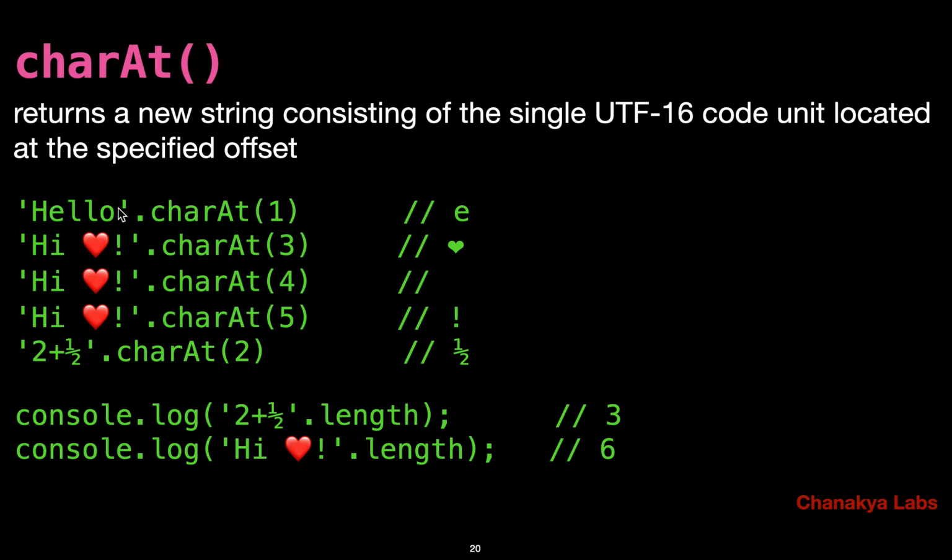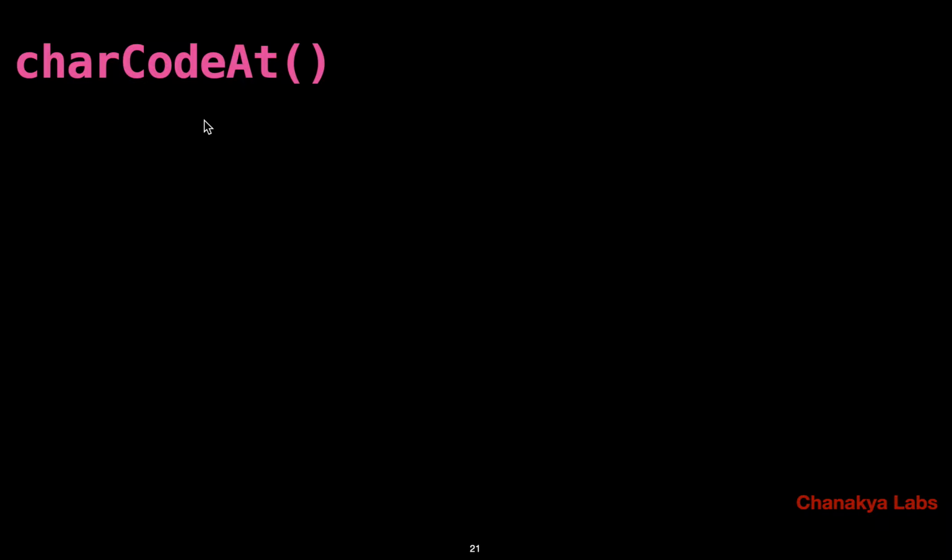So anyways, the main use case is simple, right? I'm just playing around with other edge cases, but the simple use case is charAt a particular position, and I get that character. That's it. charCodeAt.